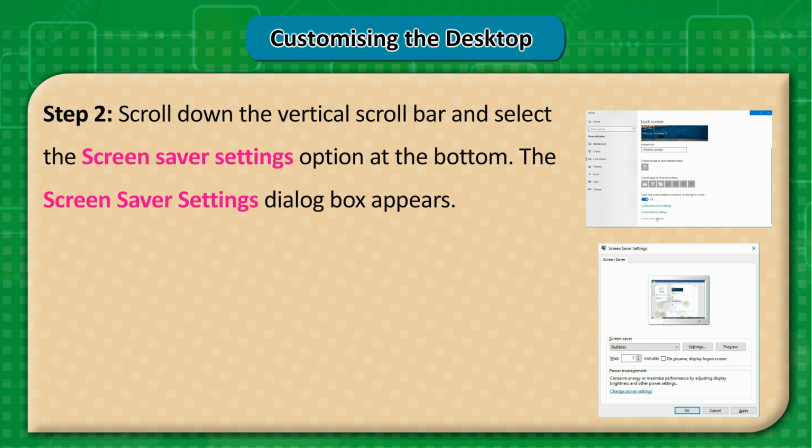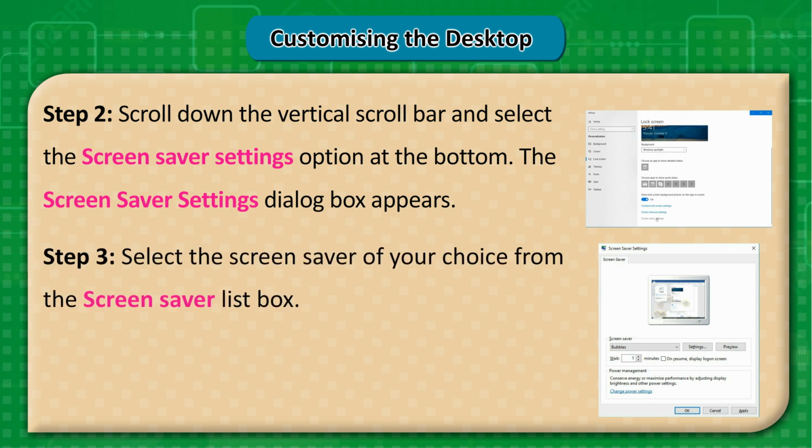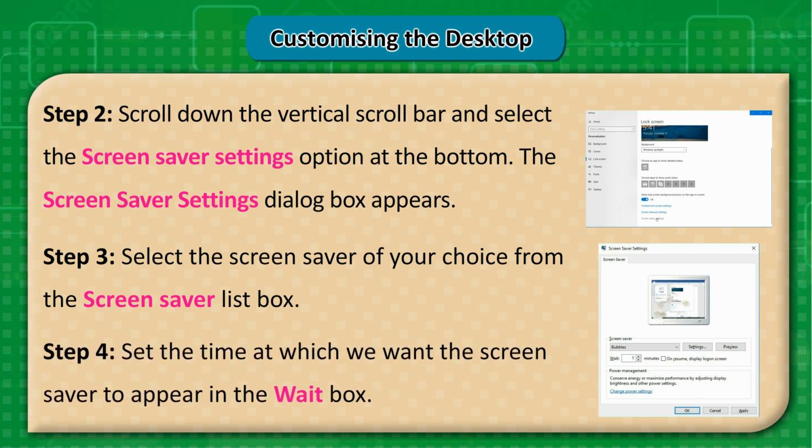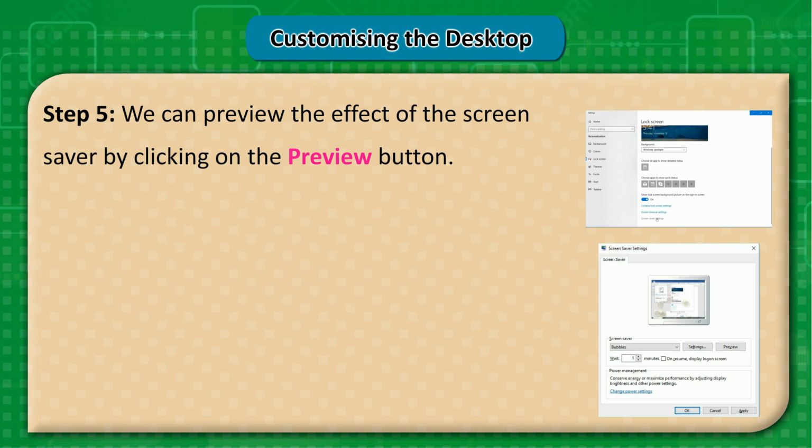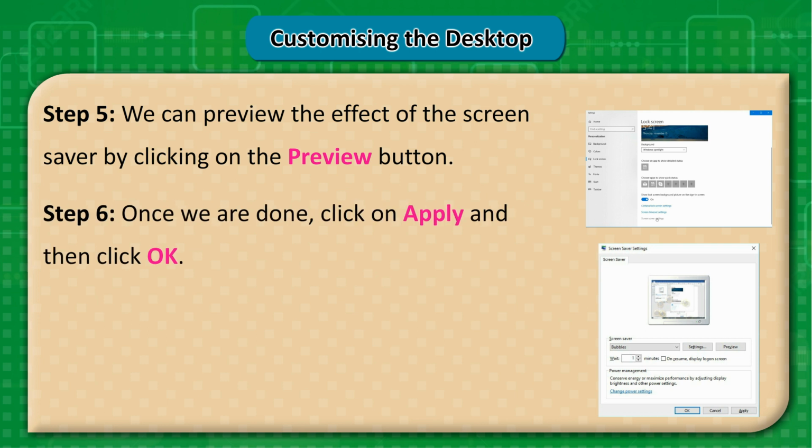Step 2. Scroll down the vertical scroll bar and select the Screen saver settings option at the bottom. The Screen Saver Settings dialog box appears. Step 3. Select the screensaver of your choice from the screensaver list box. Step 4. Set the time at which we want the screensaver to appear in the Wait box. Step 5. We can preview the effect of the screensaver by clicking on the Preview button. Step 6. Once we are done, click on Apply and then click OK.